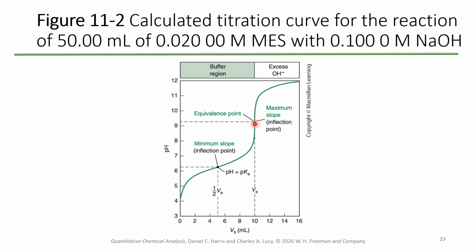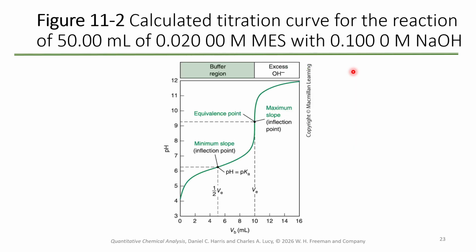Up here, you're going to have the maximum slope. That's the other inflection point, and that's going to be your equivalence point. Okay? Every single titration always looks like this. Again, it may be several of these stacked together if you have something that's diprotic, triprotic, etc. But it always looks like this. Okay? It would just be more of these up here. Right. Anybody have any questions?